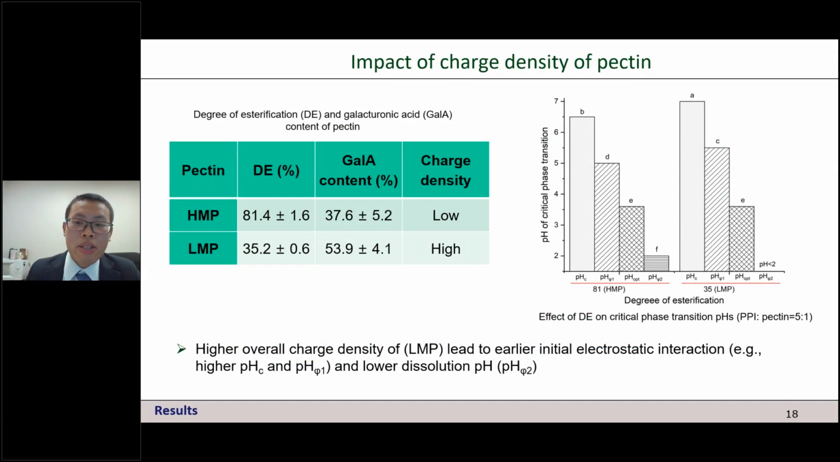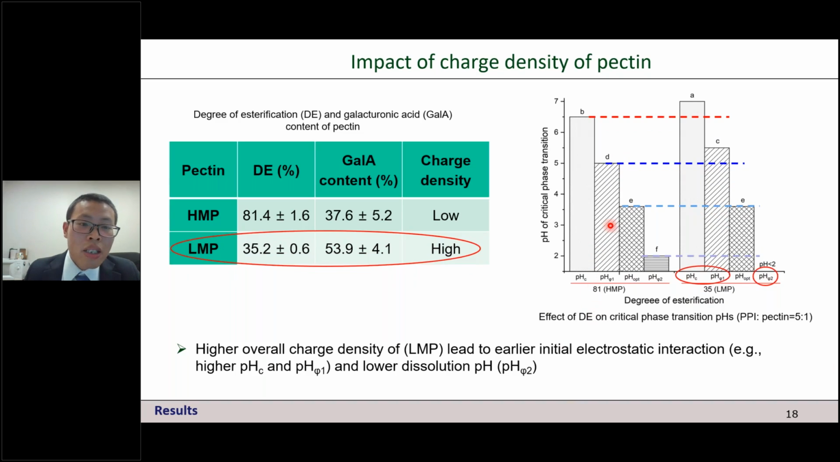How about the influence of polysaccharide charge density? As you can see, the LMP used in this study has higher overall charge density than HMP due to higher percentage of unesterified carboxylic acid group in LMP. This difference led to earlier initial electrostatic interaction, namely the higher pH C and pH 5.1, and lower dissolution pH, the pH 5.2, between PPI and LMP than PPI HMP.